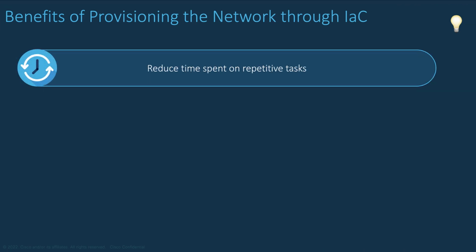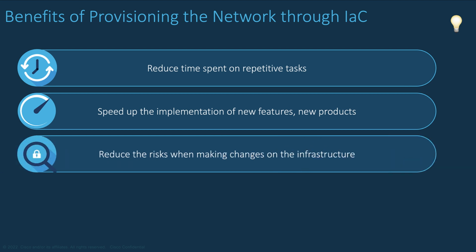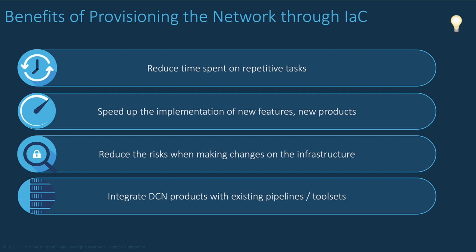To summarize the benefits of the infrastructure as code, it drastically reduces the time spent on very repetitive tasks. It speeds up the implementation of new features, new products. And because you reuse qualified and verified codes, that reduces the risks when making changes in the infrastructure. Infrastructure as code is a generic term that provides managing and provisioning compute, storage, software, or data center networks through machine-readable definition files, the code, rather than physical hardware configuration and interactive configuration tools such as the CLI or the GUI. The code in the definition files may use either scripts or declarative definitions rather than maintaining the code through a manual process.